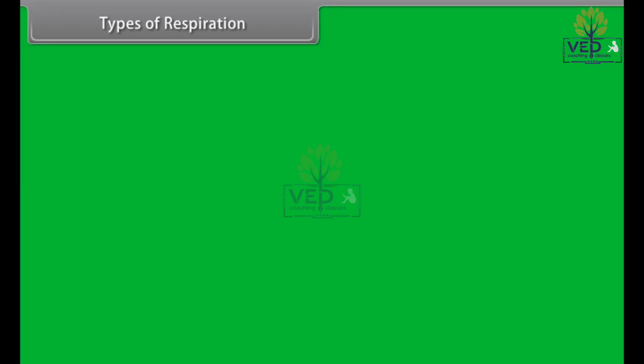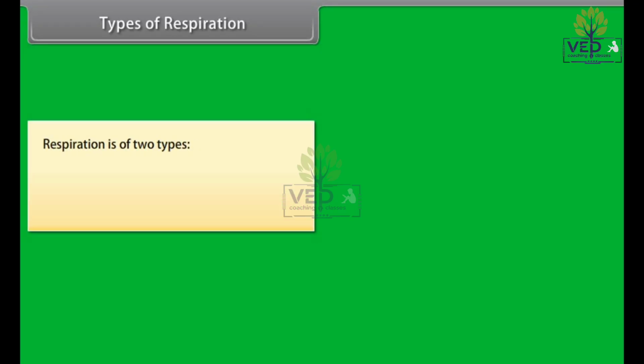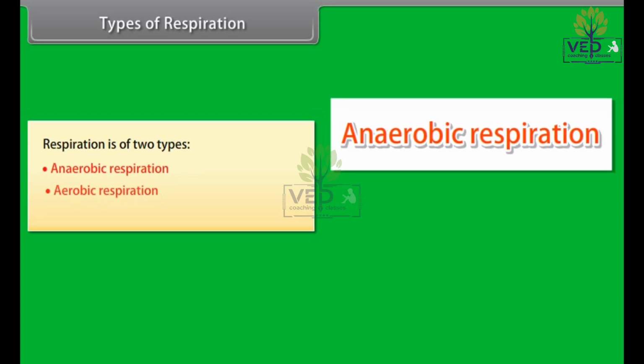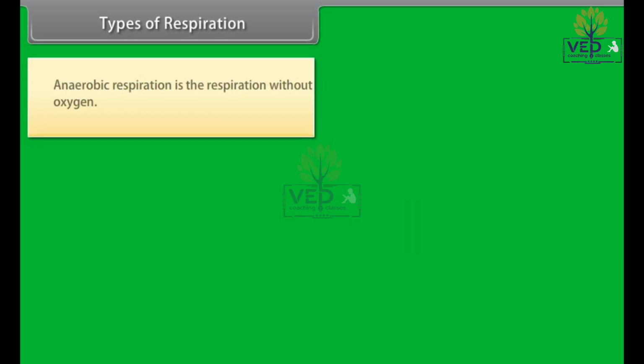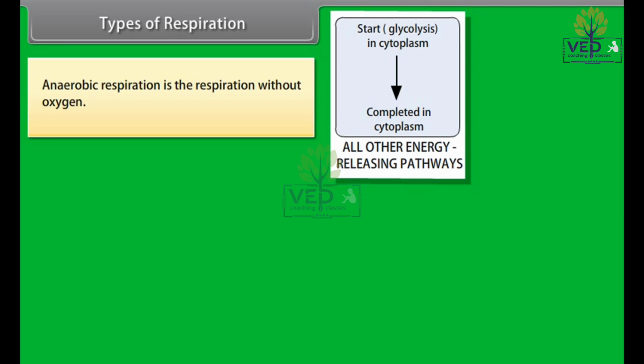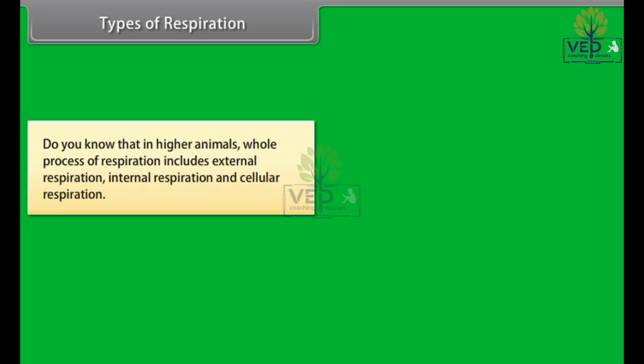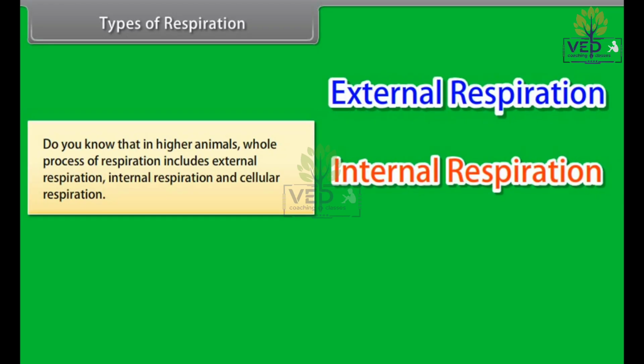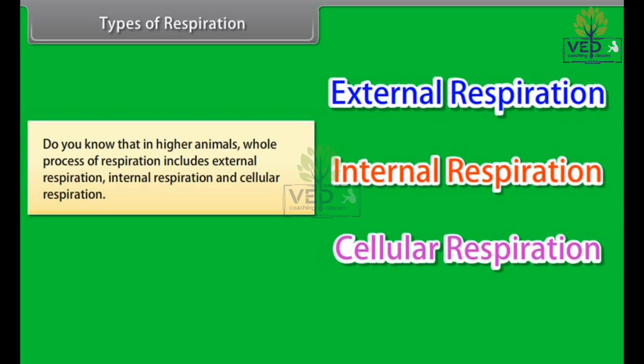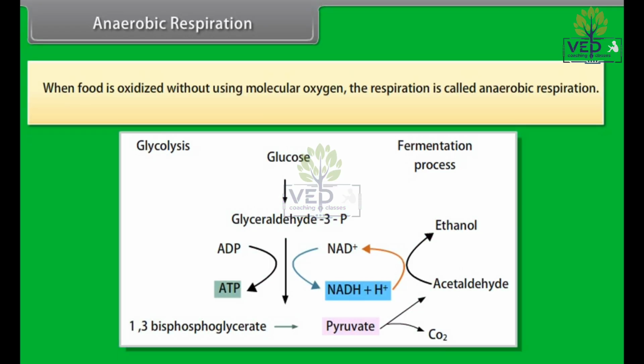Types of respiration. Respiration is of 2 types: anaerobic respiration and aerobic respiration. Anaerobic respiration is the respiration without oxygen, while aerobic respiration is respiration that requires oxygen. Do you know that in higher animals, whole process of respiration includes external respiration, internal respiration, and cellular respiration? Anaerobic respiration. When food is oxidized without using molecular oxygen, the respiration is called anaerobic respiration.